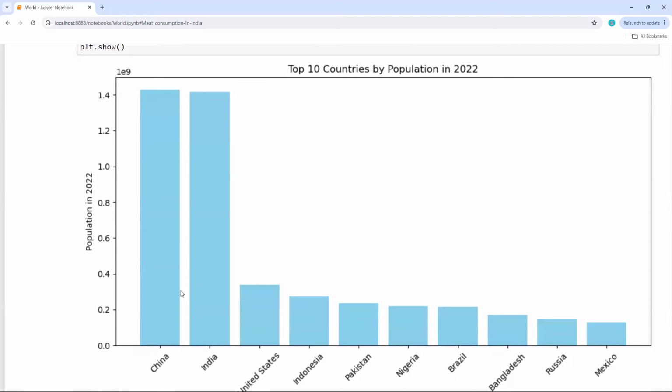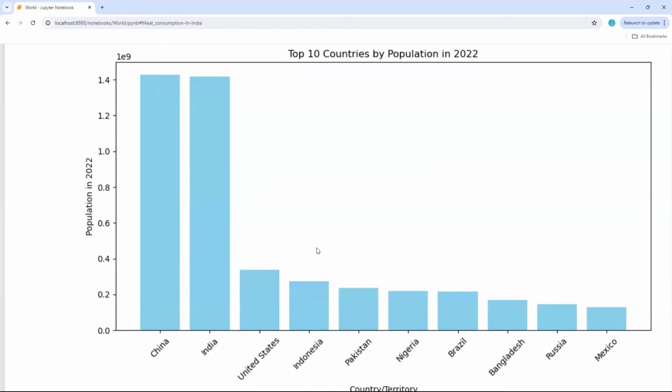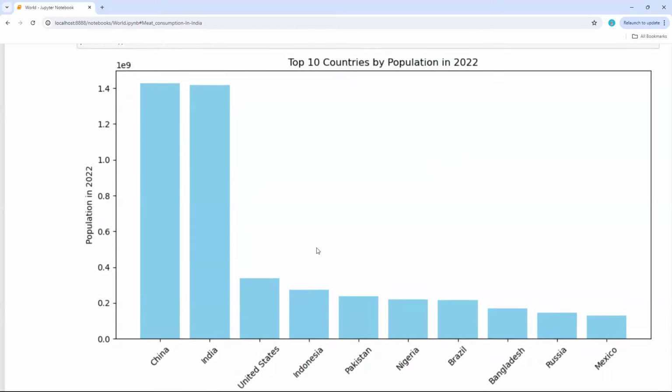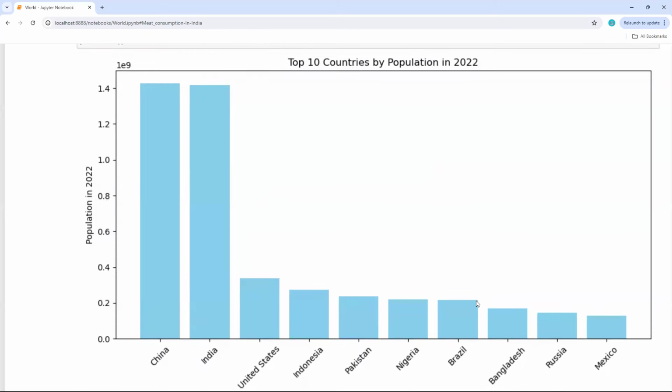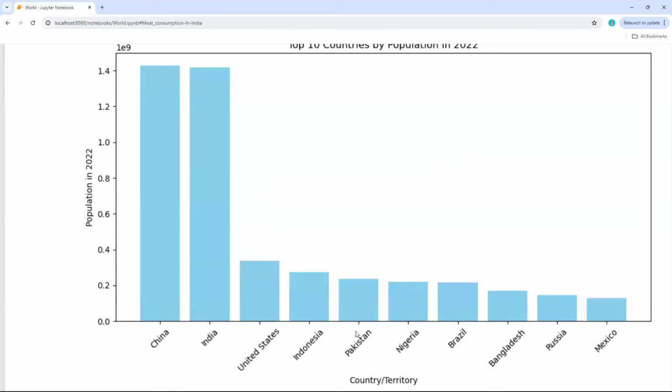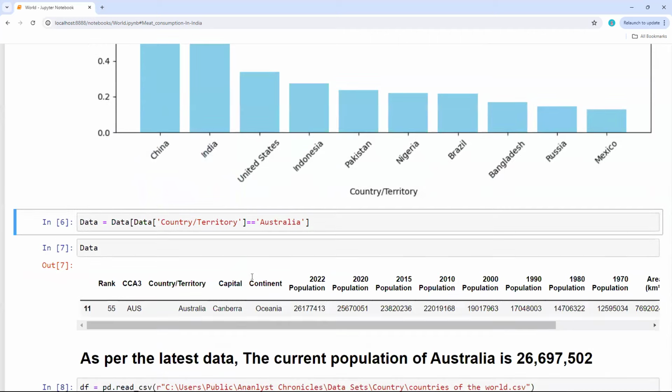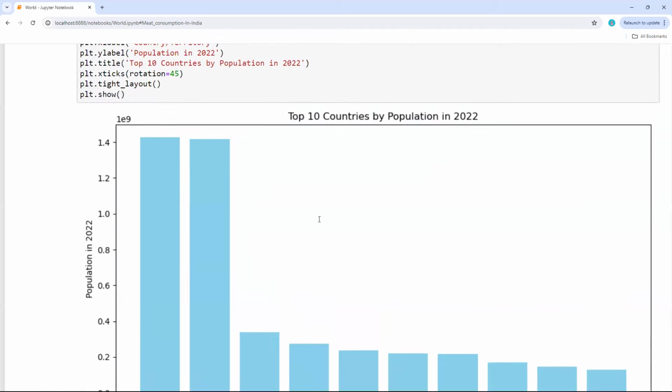So here, you can see the most populated countries in 2022: China, India. As of 2022, India has already crossed China. We have discussed all these things in the last video when we were analyzing India. So you can see the top 10 countries as per the population: United States, Indonesia, Pakistan, Nigeria, Brazil, Bangladesh, Russia, Mexico.